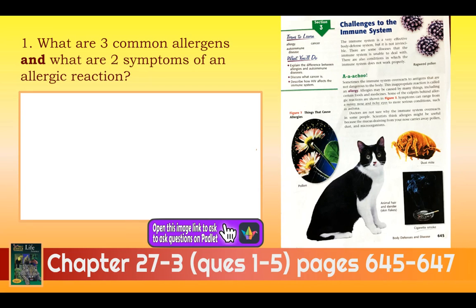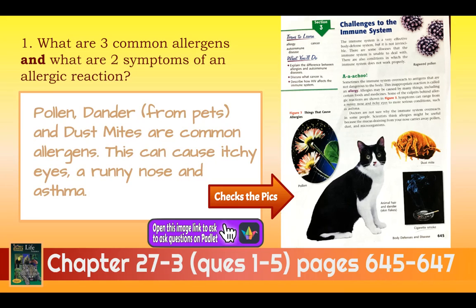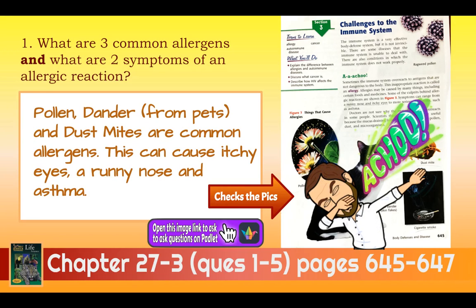So I tried it on my iPad. You should be able to totally pinch and zoom in and read the book pages, or maybe you brought your book home. But 3 common allergens. This is the case where you want to check the pictures. And we have pollen, dander, which is dust from pets, and dust mites, and cigarette smoke you could have used as well. This can cause itchy eyes, a runny nose, and asthma.